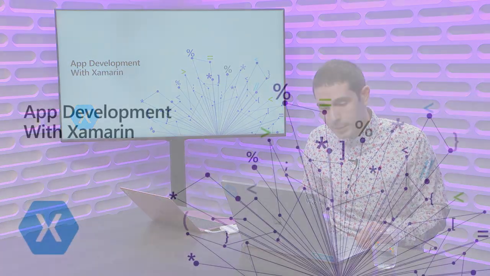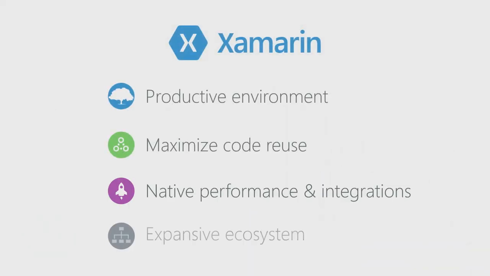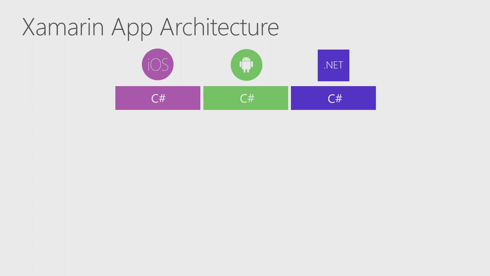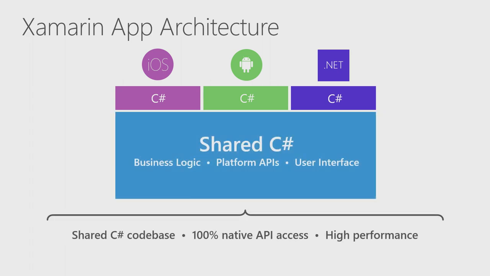So let's talk about that app development. With Xamarin, we want to give you a productive environment, reuse all of the things that you love in Visual Studio and Visual Studio for Mac, and reuse all of your code across different platforms. We want these applications to have great integrations and native performance, and of course, integrate into that expansive ecosystem of .NET. So when I think of the app architecture really quick, we have these head projects, iOS projects, Android projects, and any other .NET application. It could be a UWP app, a WPF application, or your web applications. And then we're going to share a bulk of our C# business logic, platform APIs, and user interface, depending on how much or how little you want to share between all of them.